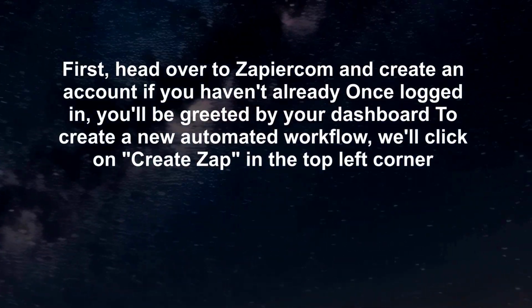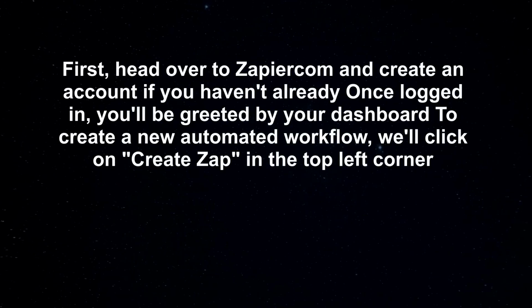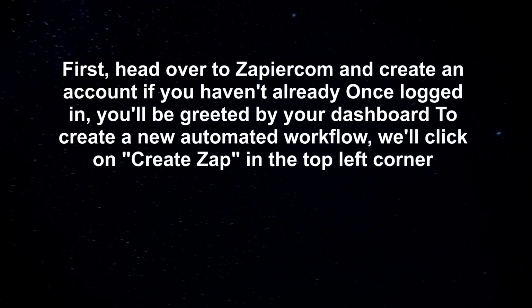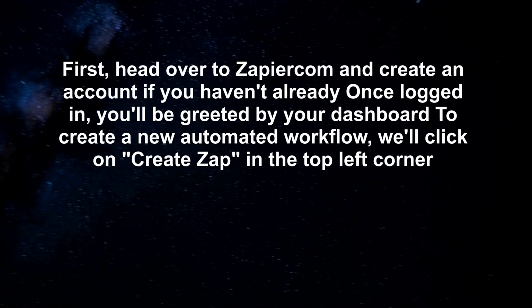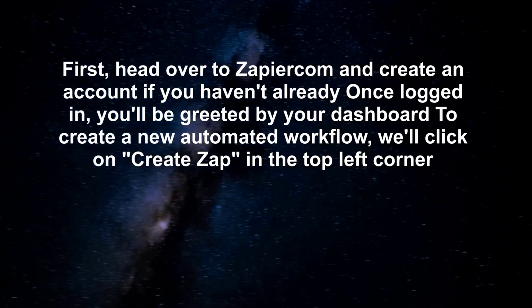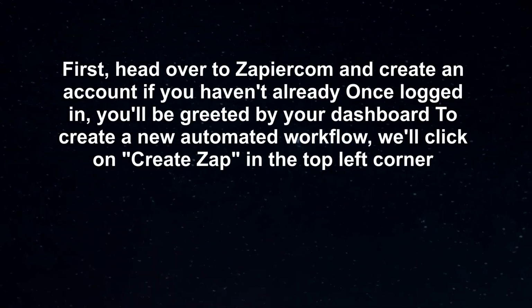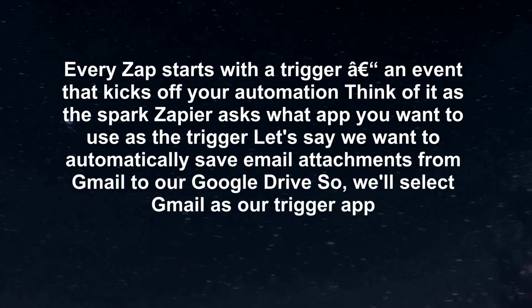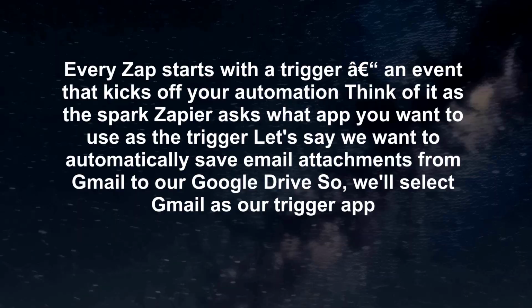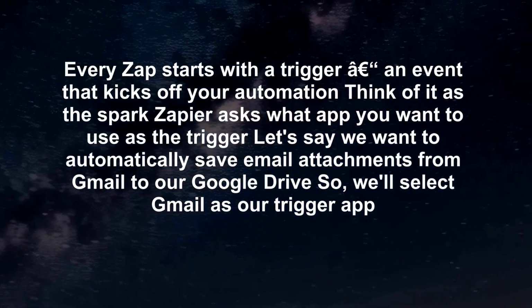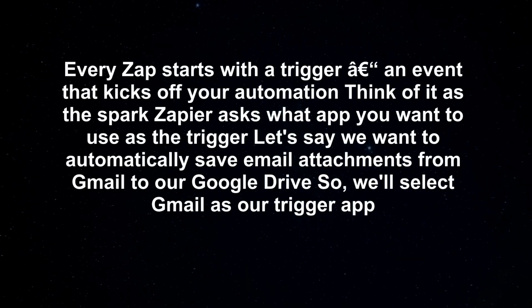First, head over to Zapier.com and create an account if you haven't already. Once logged in, you'll be greeted by your dashboard. To create a new automated workflow, we'll click on Create Zap in the top left corner. Every zap starts with a trigger, an event that kicks off your automation. Think of it as the spark.